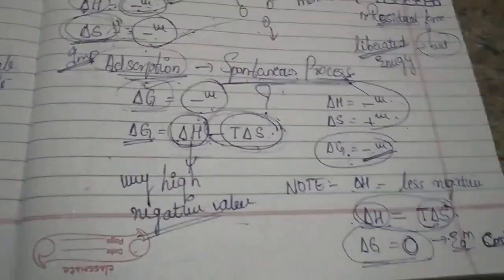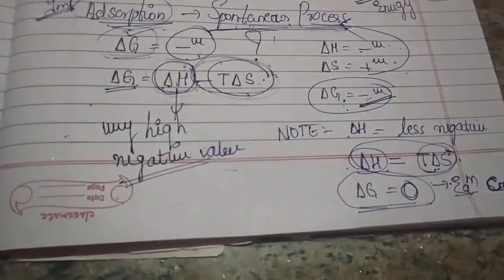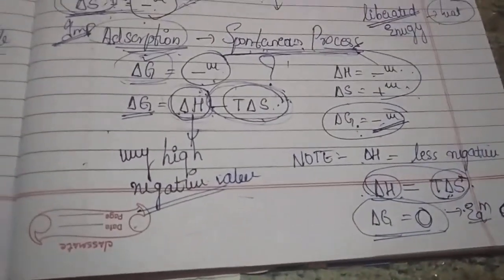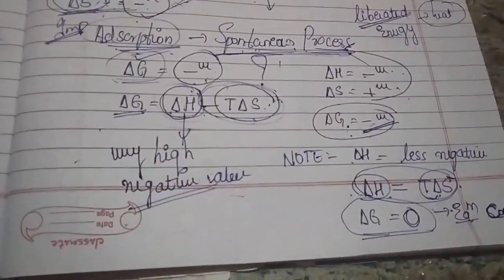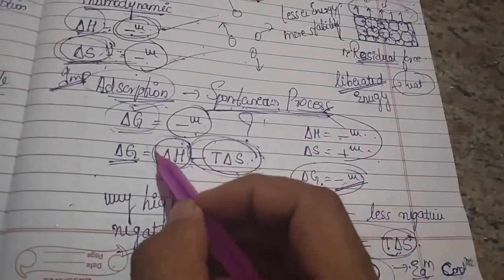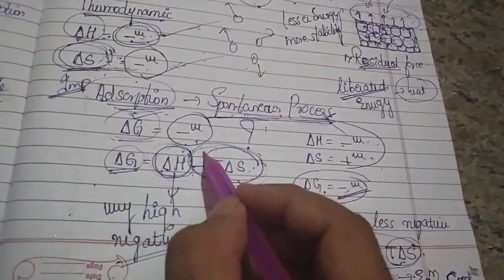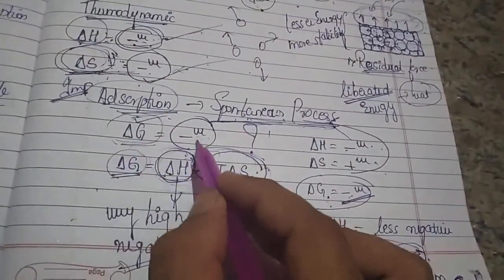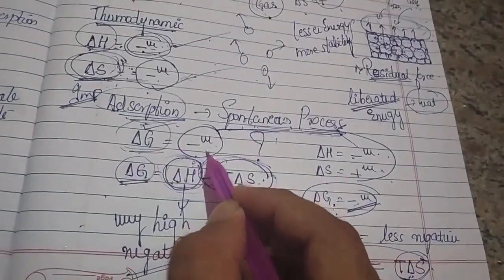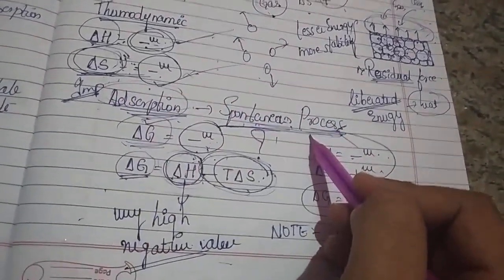Coming to the change in entropy, of course during adsorption it is also negative. But adsorption is what? A spontaneous process. Your delta H is balancing in such a way that delta G gets a negative value. So when delta G gets a negative value, what can we say? Adsorption is a spontaneous process.